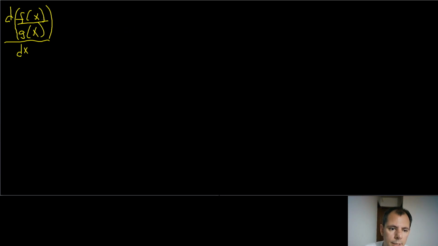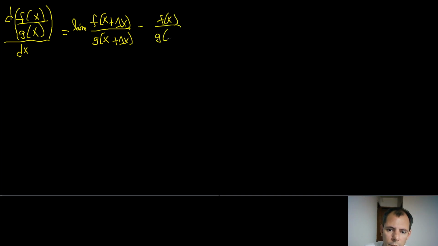Here we go. We're going to do the same thing to the function. And what is the function? f of x divided by g of x. So this is going to be equal to f of x plus delta x divided by g of x plus delta x. Well, actually it's the limit, I always forget about this. It's the limit of this thing, minus f of x divided by g of x, all this divided by delta x as delta x approaches 0. So it's the limit of this whole thing here.